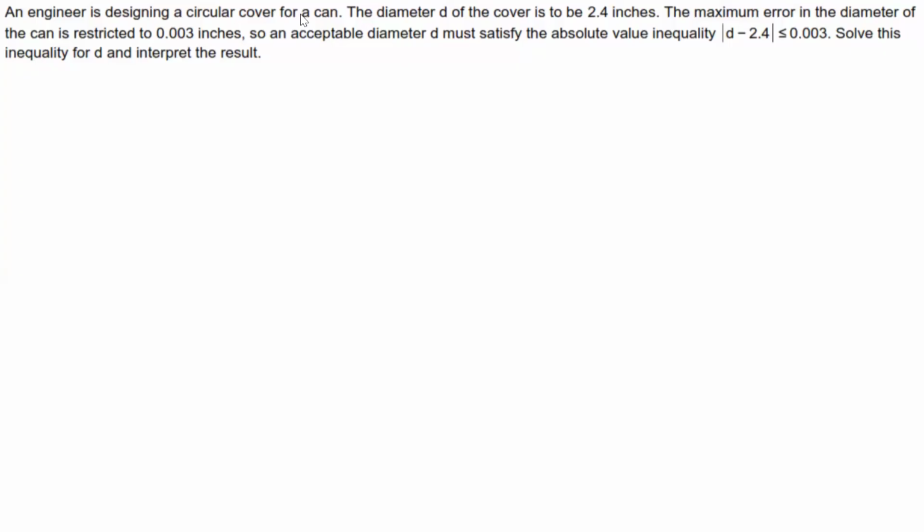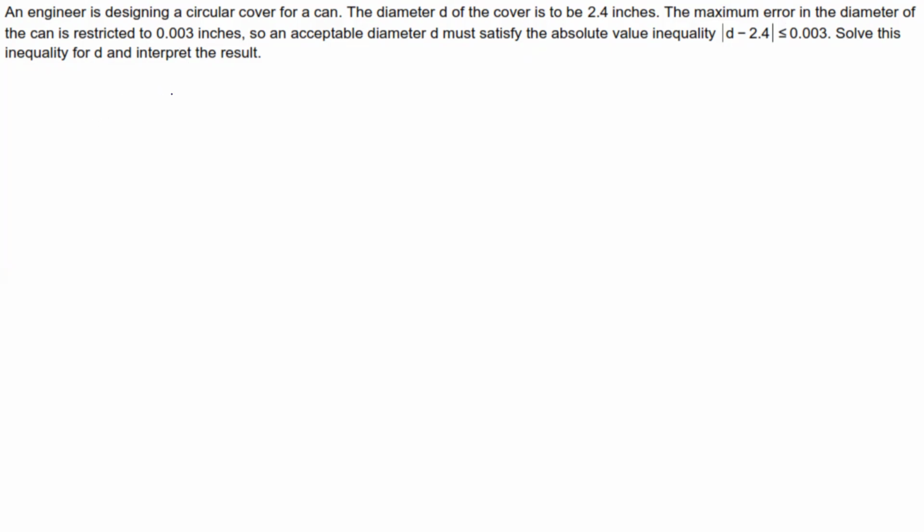All right, so what we have is an engineer designing a circular cover for a can. The diameter D of the cover is 2.4 inches. The max error of the diameter of the can is restricted to 3 thousandths of an inch. So acceptable diameter D must satisfy the absolute value inequality |D - 2.4| ≤ 0.003 of an inch. So solve this inequality for D and interpret the results.